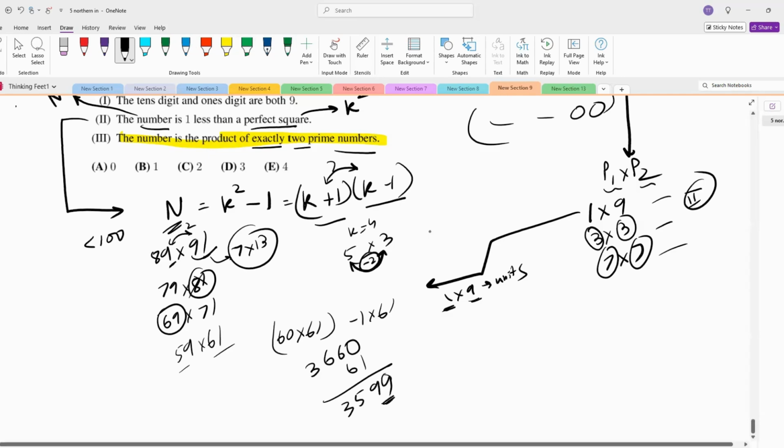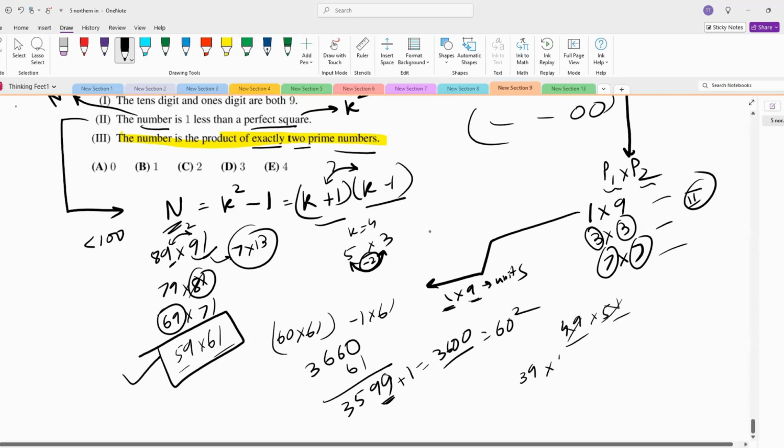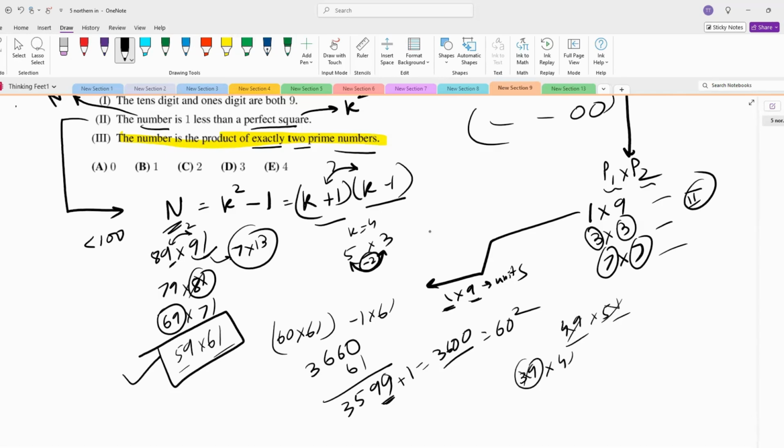It satisfies that. If I add 1 to it, it becomes 3600, which is a perfect square. It's 60 squared, right? So it satisfies all the criteria. So this works. So let's keep going down. 49 times 51, neither of them is prime, so it won't work. 39 times 41, 39 is not prime.